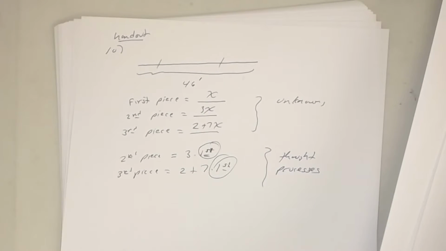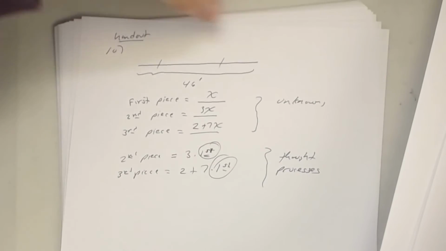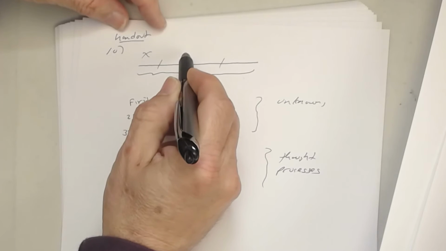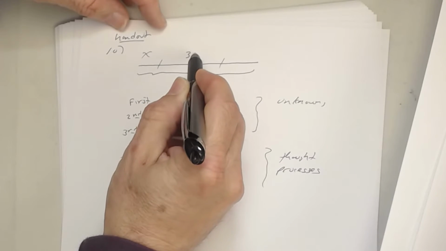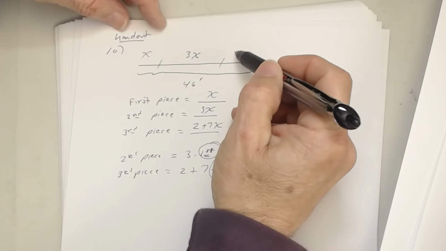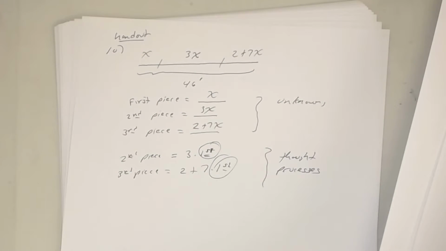Now what we're going to do now is, see how I cut this into 3 pieces? I'm just going to call this my first piece, and this will be my second piece. So this will be what? 3X. And this will be my third piece, which would be 2 plus 7X. All right.